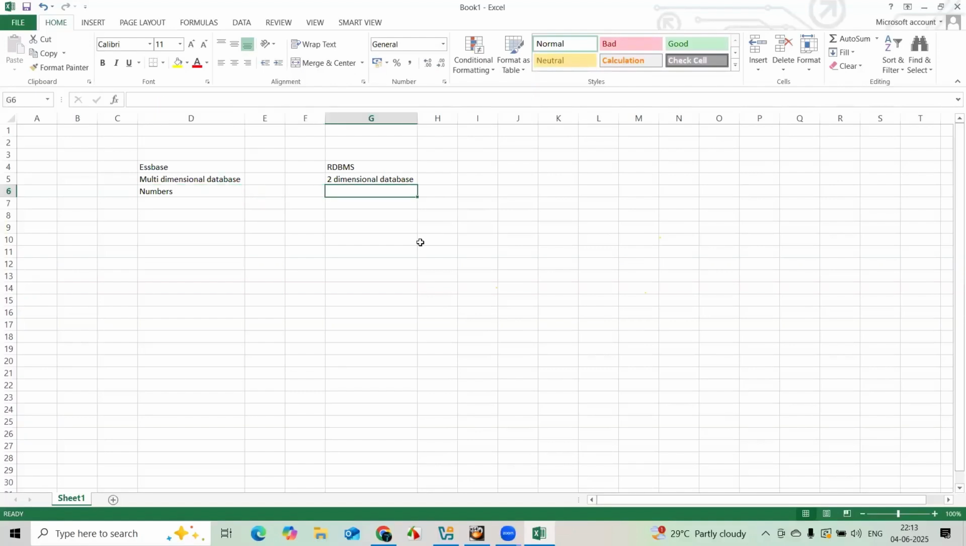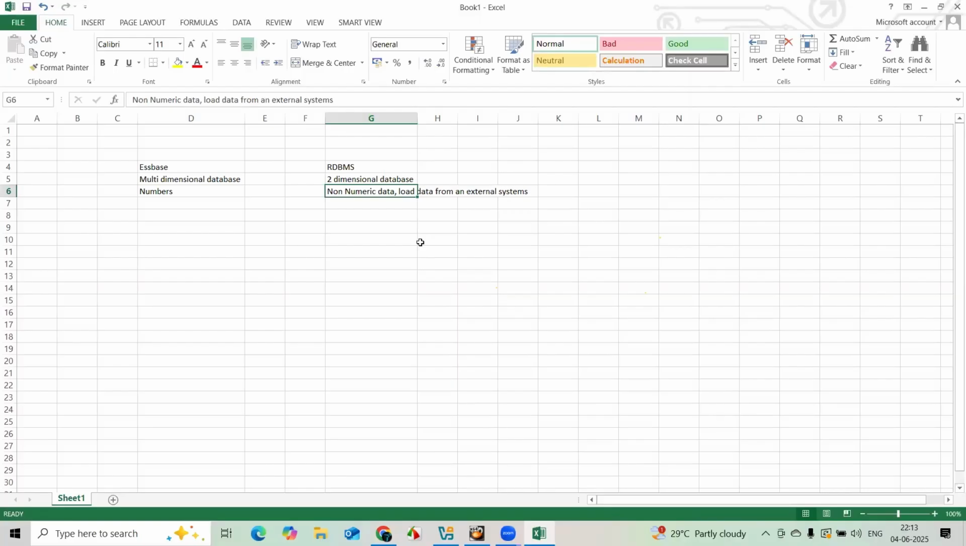Whereas in EPM, RDBMS is used to store non-numeric data, and it is also used to load data from external systems. So in the EPM application, RDBMS is used to store non-numerical data, as well as whenever we are integrating any data from any source into the EPM application.